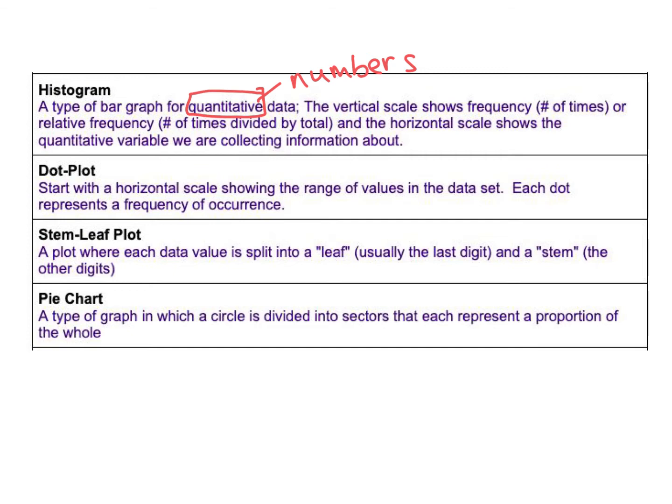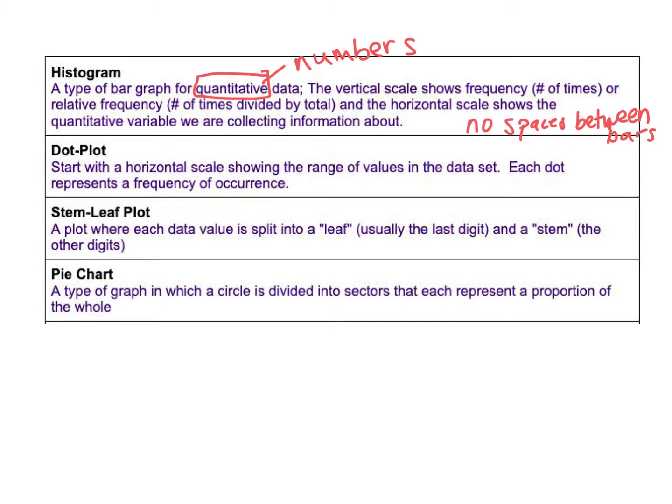The big difference between what a histogram looks like and what a bar graph looks like is that in a histogram the bars are smushed together. Have you seen those before? The bars are all touching. So that's important to know: do not put spaces between bars when you draw these. You'll also notice that the vertical scale shows frequency. We'll talk about relative frequency later.